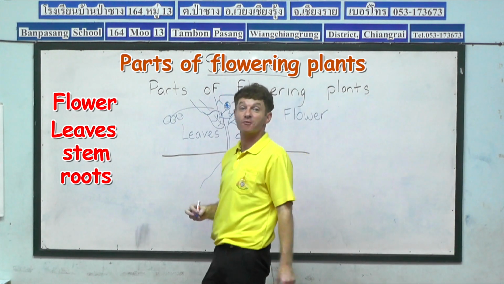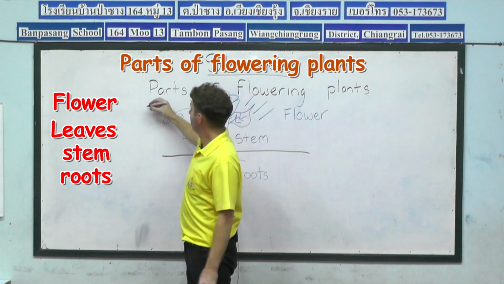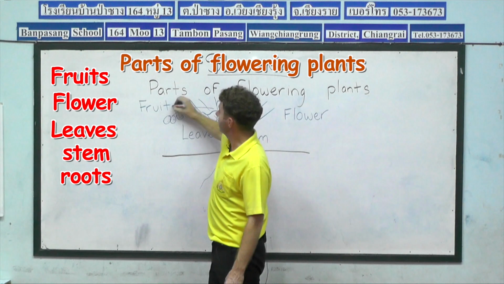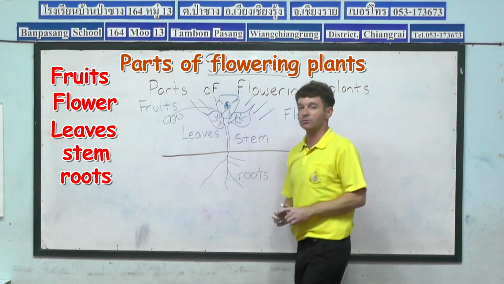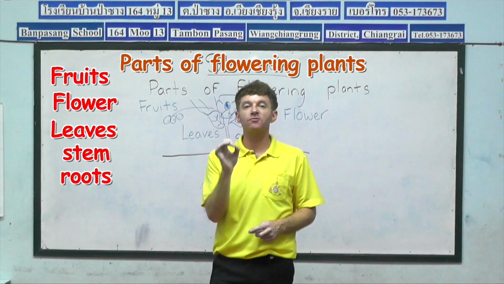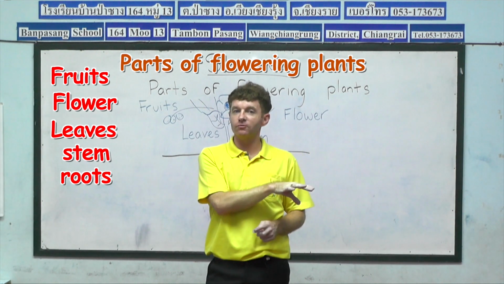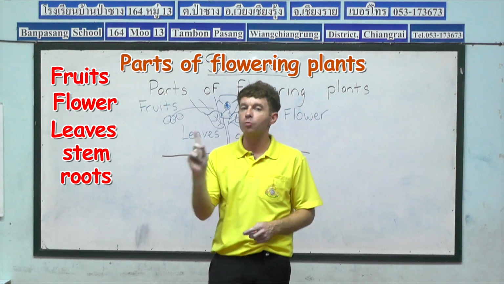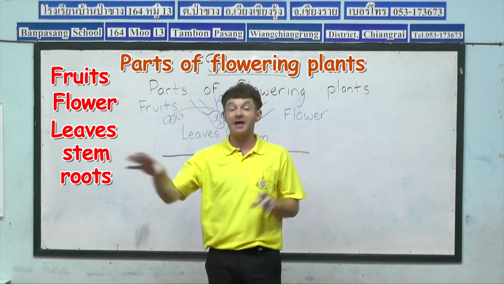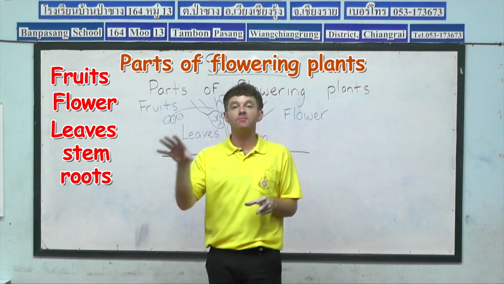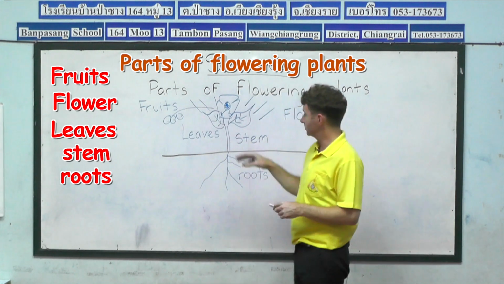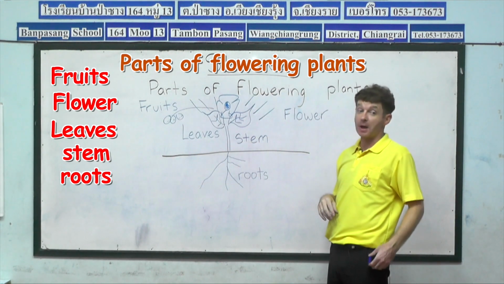So how do we spell fruits? F-R-U-I-T-S. Excellent, guys. Fruits. Many different types, but remember, each flowering plant, if it produces a fruit, it only produces one fruit. You'll never get a flowering plant that has bananas and oranges. Each plant will only produce one type of fruit. So we've got all our parts of the flowering plant.